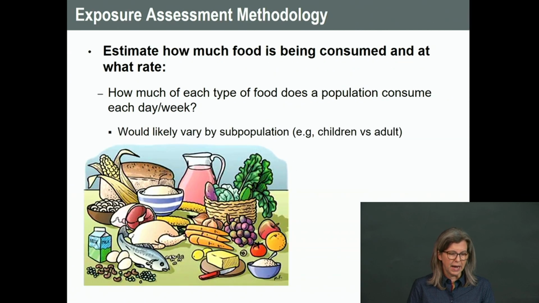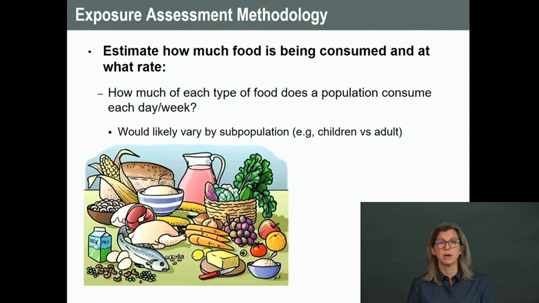So estimating how much food is being consumed is something that requires a lot of data that was collected primarily for this purpose. And we know that if we have information about how different parts of the population consume different types of foods, it would be important to have data from each of those populations. Whenever you try to estimate from data that's not relevant, then you're bringing uncertainty into the equation.